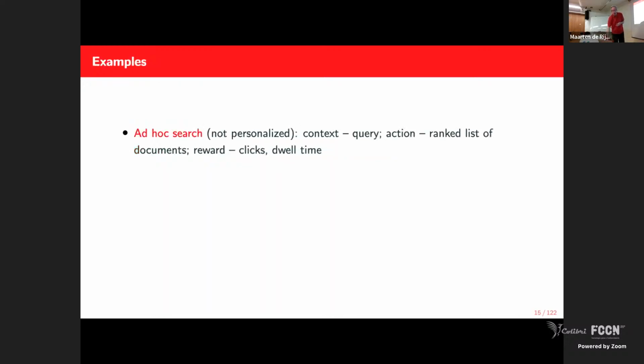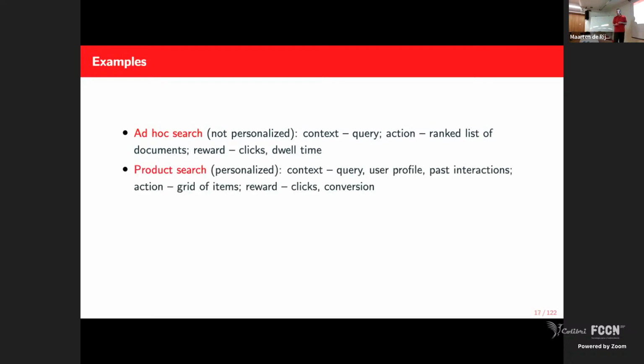So some examples: ad hoc search, not personalized, what I just mentioned. Context query, the action, rank list of documents, rewards, clicks, dwell time. Other example, product search, personalized. So then the context would be a query, user profile, my past interactions. The action would be for the system to show a grid of items. And the reward could be clicks, purchases, conversion.